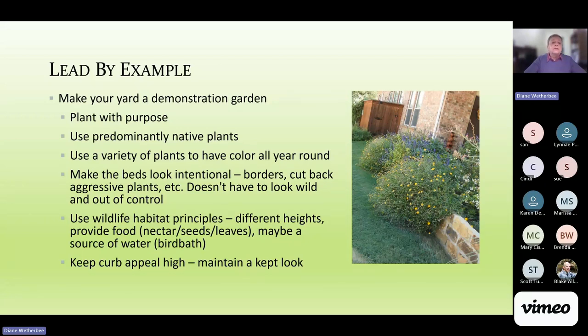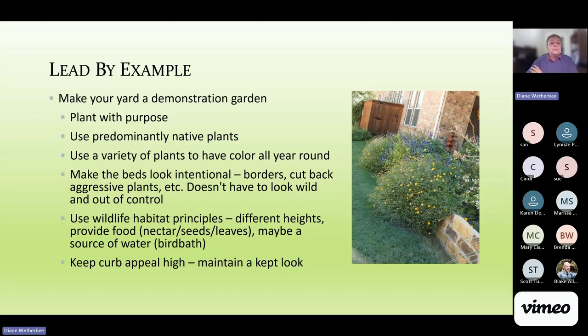There are a lot of evergreen shrubs and vines and things that actually add at least green interest, even in the middle of winter. Make the beds look intentional. I can't, again, overemphasize this point. This is probably where most people fall down. You should have some kind of borders, cut back your aggressive plants. It doesn't have to look wild and out of control. It just needs to look intentional.